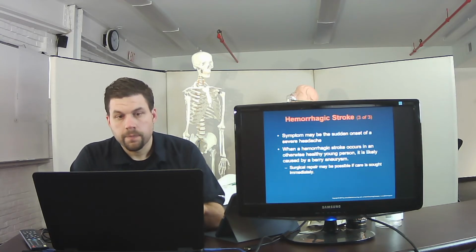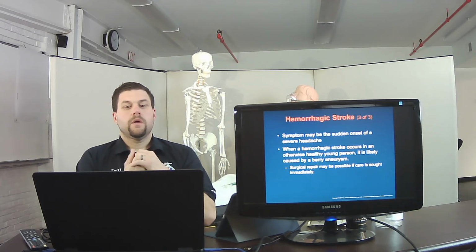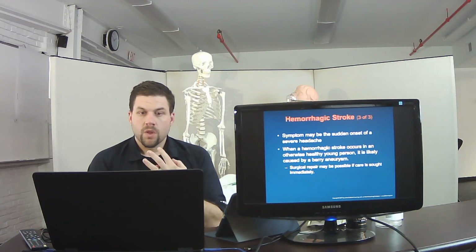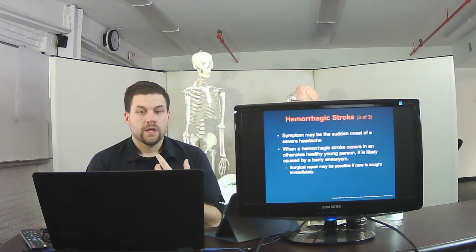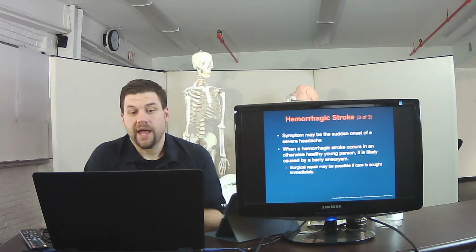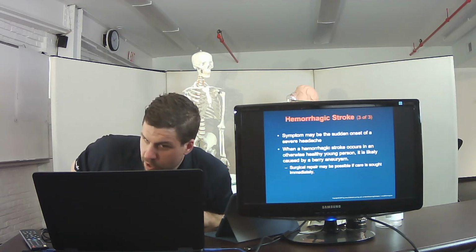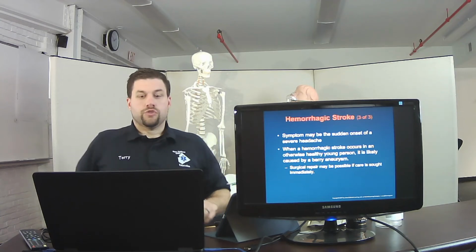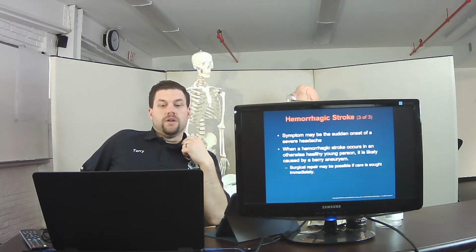So the symptoms are sudden onset of severe headache. Again, when a hemorrhagic stroke occurs in an otherwise healthy young person, it's likely caused by a berry aneurysm. That should say brain aneurysm, I believe. Surgical repair may be possible if care is sought immediately.